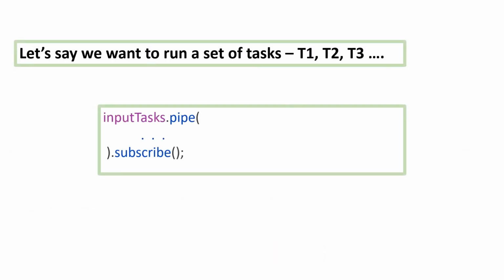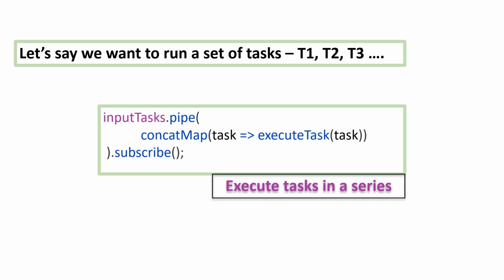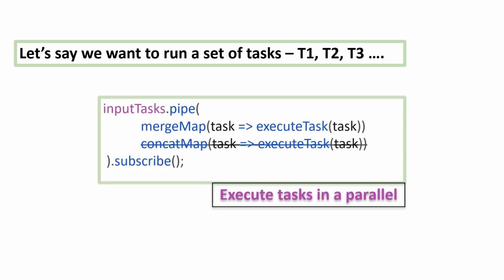Again, let's say we want to run a set of tasks, T1, T2, T3, coming via an input stream, input tasks, over a period of time. If we want to execute them one after the other in a series, we can use the operator called concat_map. If the order is not important and we want to execute them in parallel, we can simply replace the operator with a new one called merge_map.